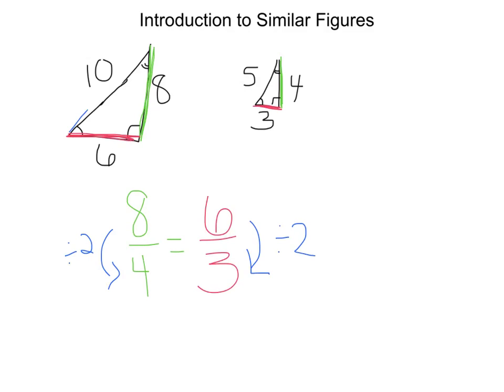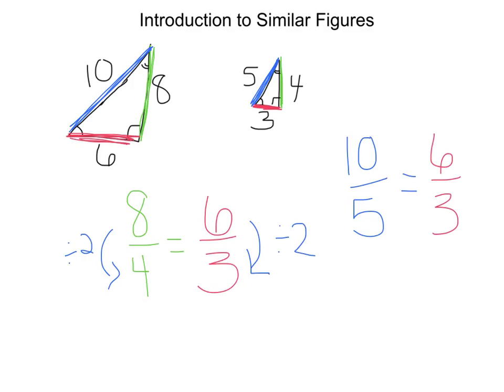So let's take the hypotenuse here, which is labeled 10, and put that over the hypotenuse on our smaller figure, which is labeled 5. And let's pick another side. It doesn't matter which one we use. Let's go back, how about to 6 and 3, our base. Alright, and again, if we divide the top by the bottom, we'll see that it is 2 times bigger. So all of our corresponding sides are proportional.